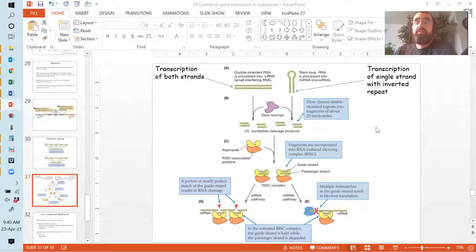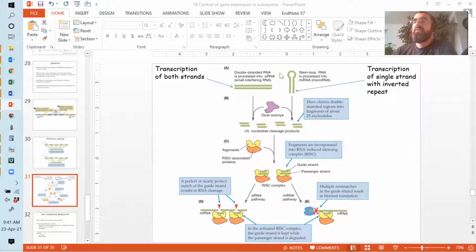And there are lots and lots of non-coding RNAs. In fact, there are so many of them that I don't know all of the names. There's one called a piwi RNA. I don't know what that stands for. But anyway, lots and lots of them.